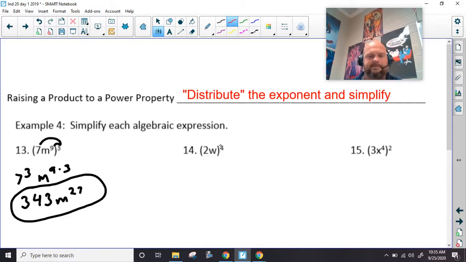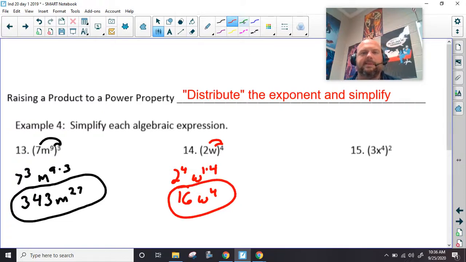Now kind of distribute. So I have 2 to the 4th, and w, this is 1 times 4. 2 to the 4th, I know I should know that off the top of my head, but I don't care. 16 w to the 4th. Not so bad, kind of easy.